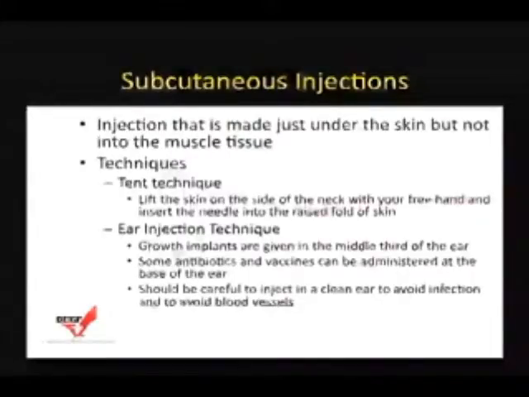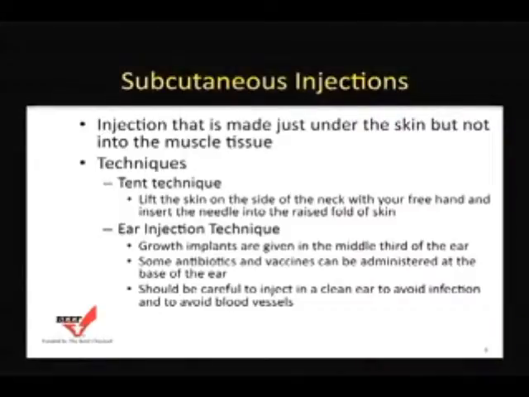Start back off towards the outer portion of the ear so that the implant ends up in the middle portion of the ear. Some antibiotics and vaccines have been approved for an injection site at the base of the ear, and when giving injections at the ear, always make sure that the surface is clean and try to avoid blood vessels to limit any bleeding. Also, when giving an injection in the neck region, whether sub-Q or IM, never apply more than 10 milliliters per injection site, and try to keep your injection sites a hand width apart.